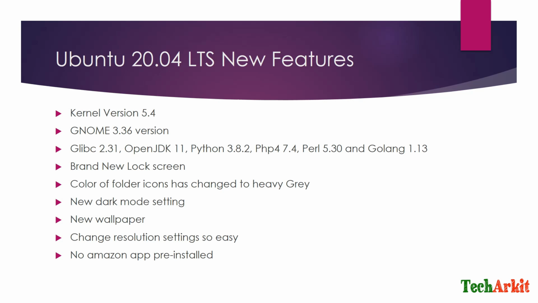By default, the Amazon app was pre-installed on 18.04 and 19.04, but in 20.04 there is no Amazon app pre-installed, so you need to install it. If you require it, you just go to the App Store and install it. And the last one is the snap based Ubuntu software app, which is released on 20.04.